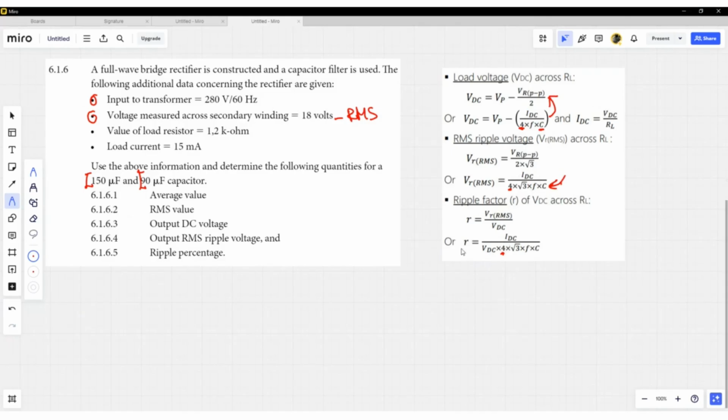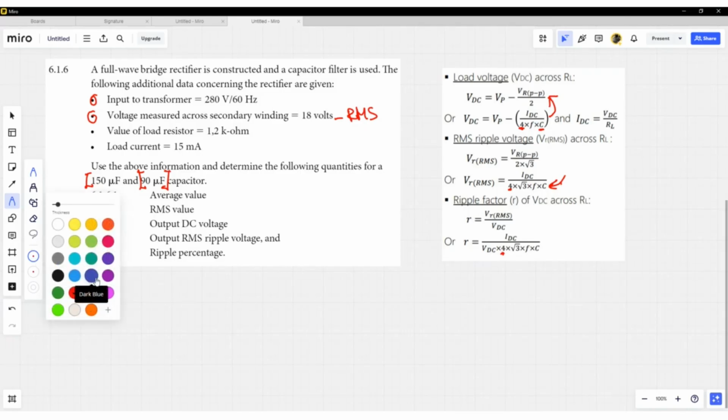All right, so let's quickly calculate the values here. I'm going to leave this 90 microfarad one. You guys can do it as homework, and then you can compare values with what we get here. But like I say, you can already predict from the formulas what's going to happen. If you put in a smaller capacitor there, you're going to have more ripple.